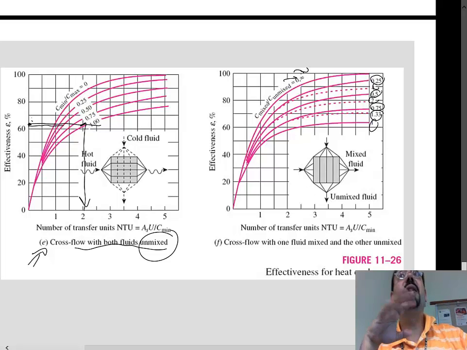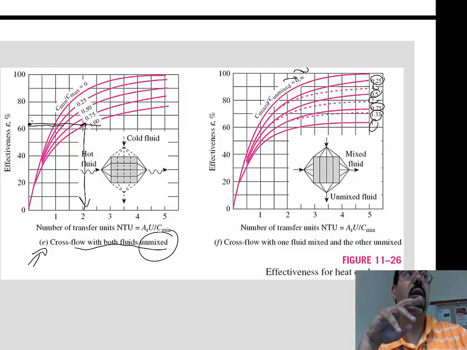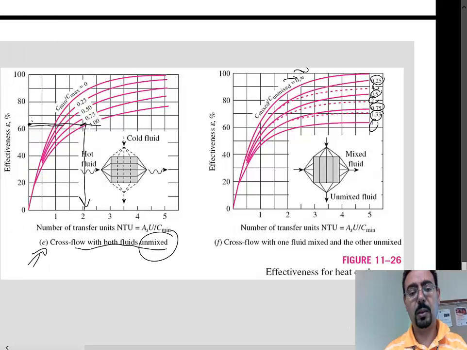And I realize that reading this chart is not really that easy. And that's why the equation is probably a better choice. All right? Questions?